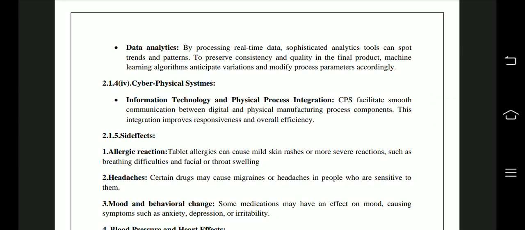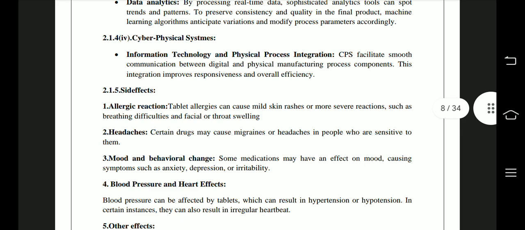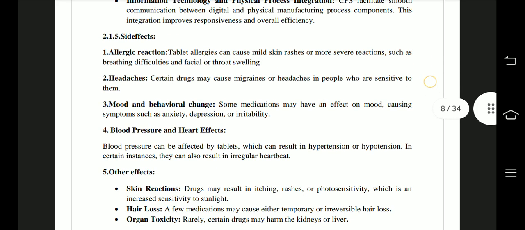Fourth one is cyber physical systems, information technology and physical process integration. CPS facilitate smooth communication between digital and physical manufacturing process components. These integration improve responsiveness and overall efficiency.